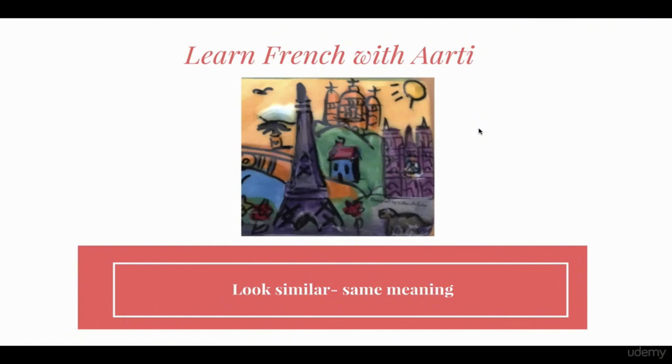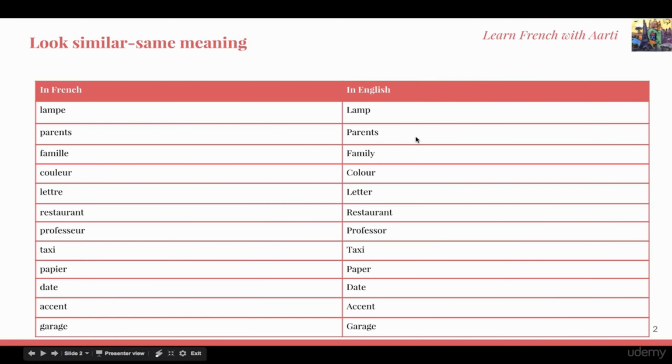Across English and French, there are words that share the same meaning in both languages. Let's have a look at that list. Lampe, parent, famille, couleur, lettre. See how they mean the same across both languages? But their spelling does differ. Some a lot, some a little bit only.